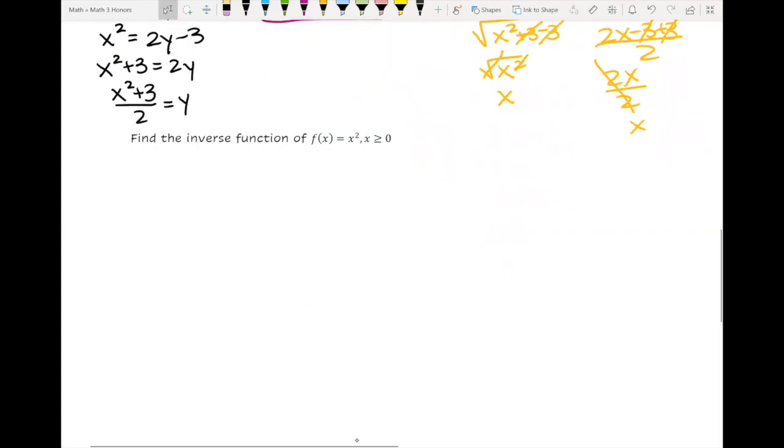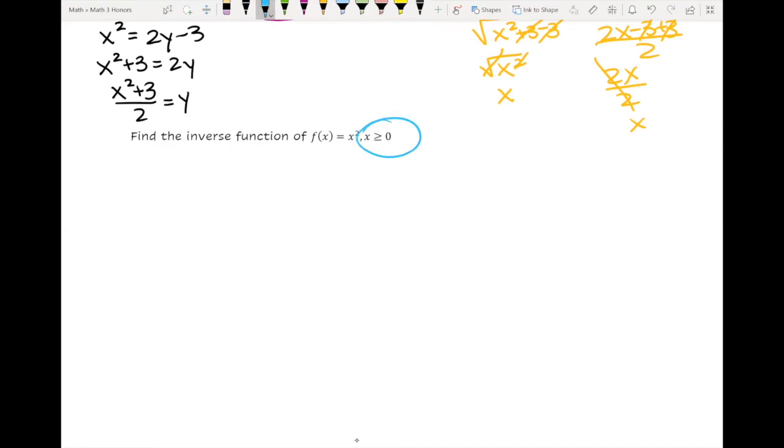Last one here, we are looking at f of x equals x squared, and there is a bit of a restriction here. It says x has to be greater than or equal to 0. If it was just regular x squared without a restriction, I would have this parabola, and it would not pass the horizontal line test. Because they gave us this restriction, all the x's that are greater than or equal to 0, like the x's over here, are greater than or equal to 0. So I only have this part of the parabola.